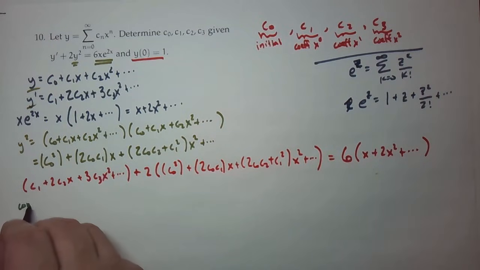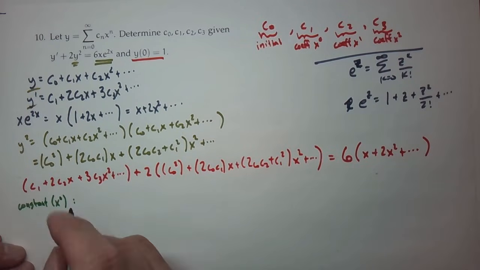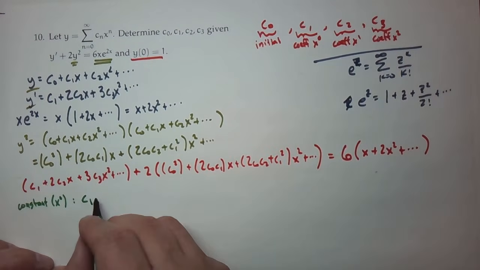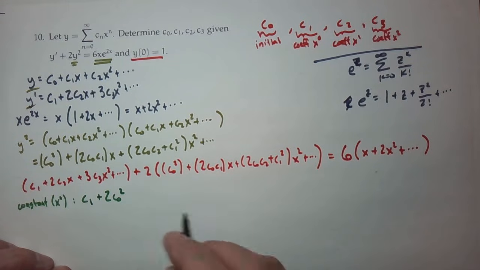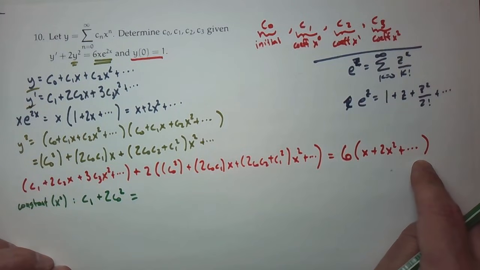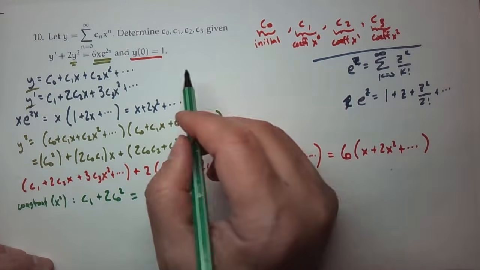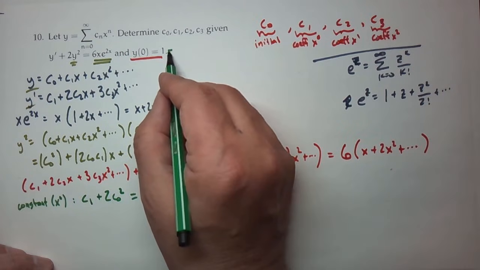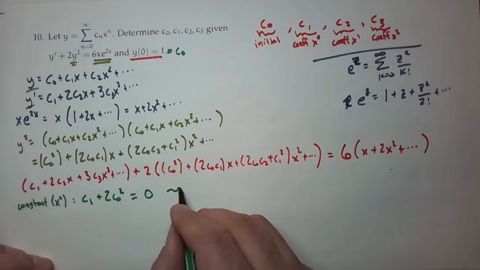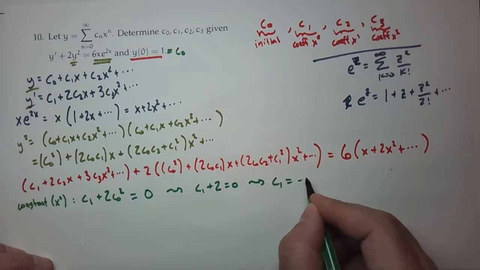Okay. Our constant terms. x to the 0. From the first we have c1. Then 2c0 squared. And it's going to be equal to the constant term on the right, which is 0. Now, by the way, we didn't say what c0 is. What is c0? c0 is 1. Okay, so that says c1 plus 2 equals 0. So c1 is negative 2.